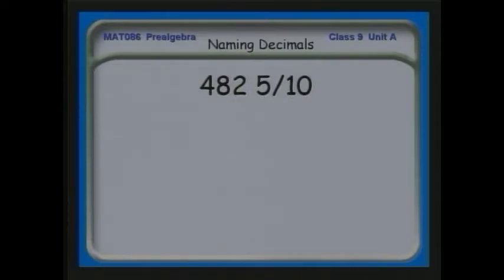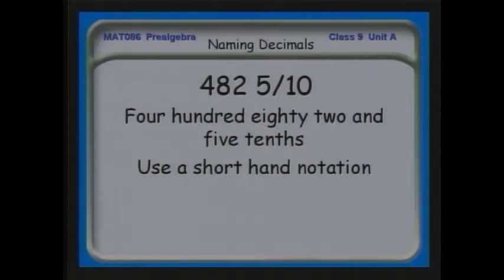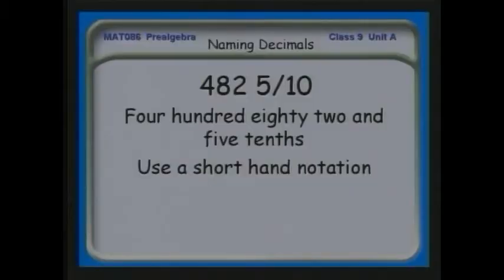482 5/10. We can say it as we indicate it, and we use a shorthand notation instead of writing the 5/10, because that can get very unwieldy. 482 5/10 plus 6/100ths plus 7/1000ths, you know, that could be huge. That could go way out there. So we're looking for a mathematical shorthand for doing this.